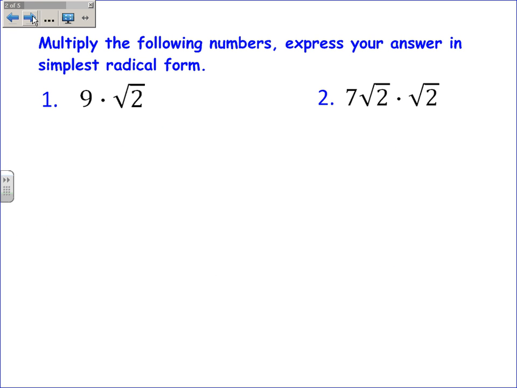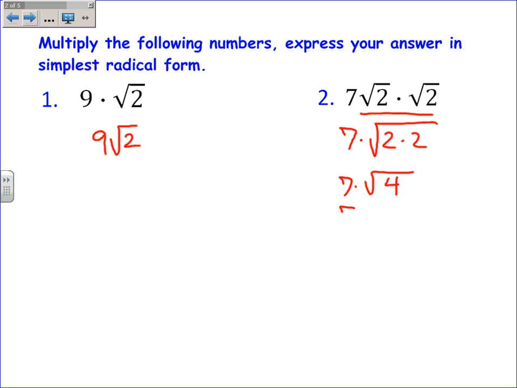Multiply the numbers and express your answers in simplest radical form. 9 times root 2 is simply 9 times root 2. Okay, the reason that's important to me is that if you write 9 root 2, what's in between them is really a multiplication. We just don't write it. Okay, so 7 root 2 times root 2. Now I can combine these two together to be 7 times the square root of 2 times 2, which is 7 times the square root of 4. And the square root of 4 is 2, which is 14. So this is actually equal to 14.